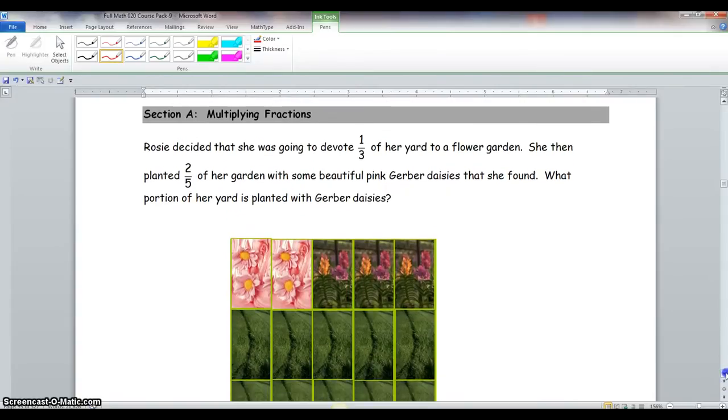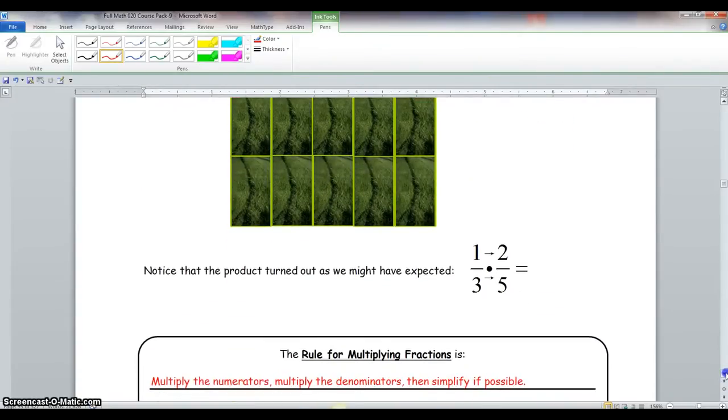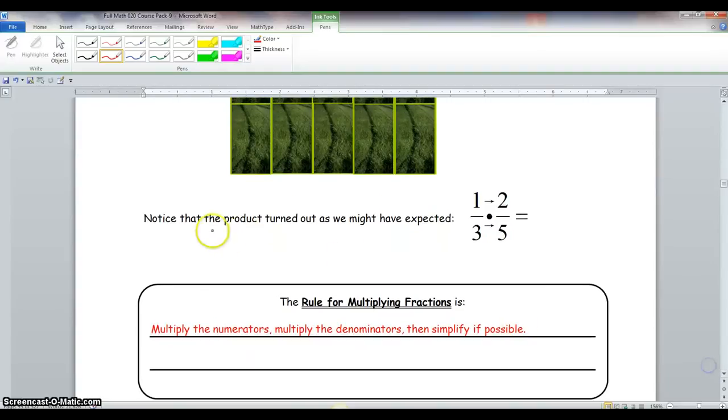Now, we're given a visual picture here. And now we will write this as a fraction. It says, notice that the product turned out as we might have expected. We have 1/3 times 2/5. Now it says here the rule for multiplying fractions is multiply the numerators, so we'll take 1 times 2 is 2. Multiply the denominators, 3 times 5 is 15.